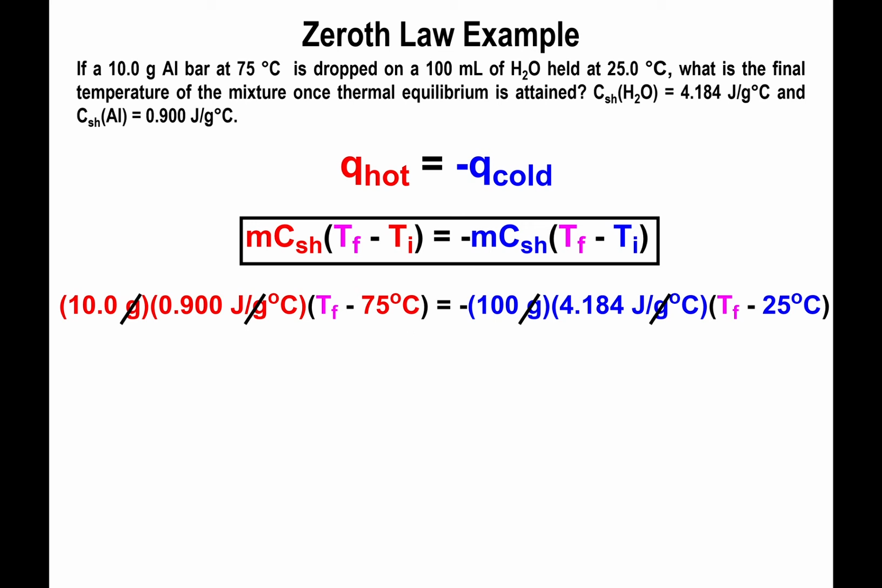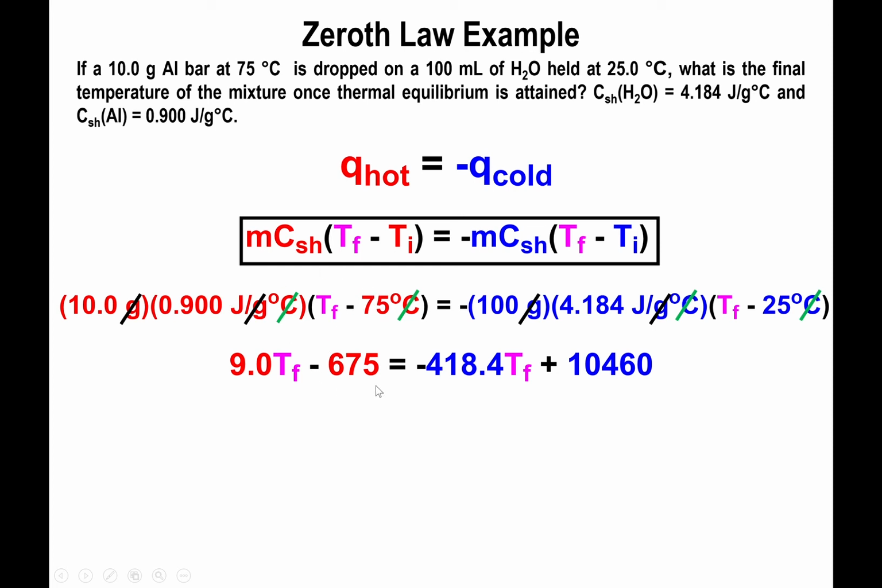So it's actually simplifying the process very nicely for you. Now, I'm going to multiply 10 by 0.9 to get a value, and I'm going to multiply 100 by 4.184 to get another value. So we're going to have 9 times TF minus 75. If you distribute the 9 by TF, you get 9 TF, and if you distribute the 9 to the negative 75, you'll get negative 675. Same idea here: 100 times 4.184 is 418.4. Multiply that by TF and multiply that by negative 25.